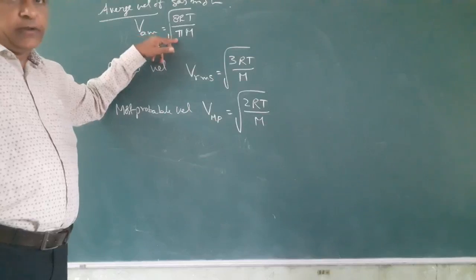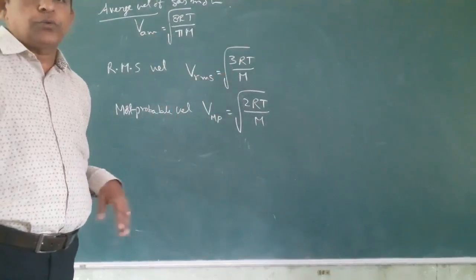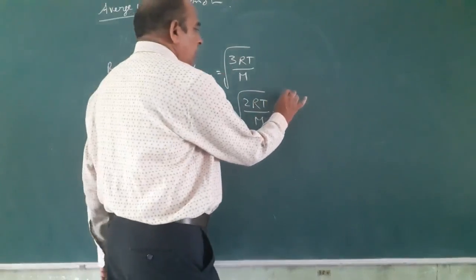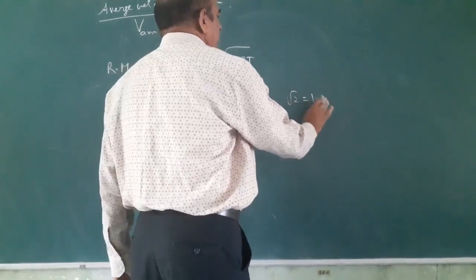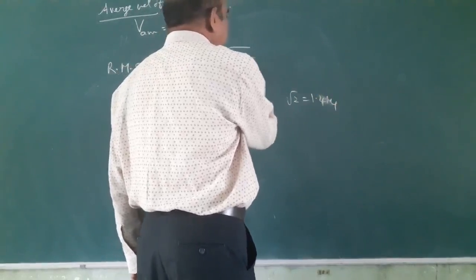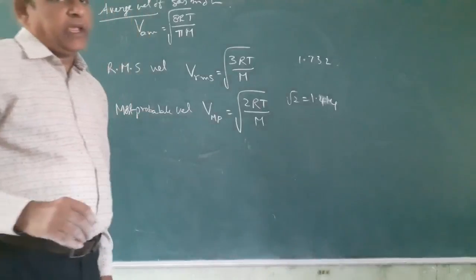Root 8 by pi. Here root 3, here root 2. What is root 2? Root 2 means 1.414. Root 3 is 1.732. Root 8 by pi.